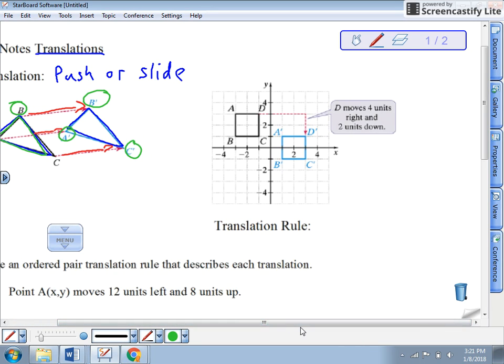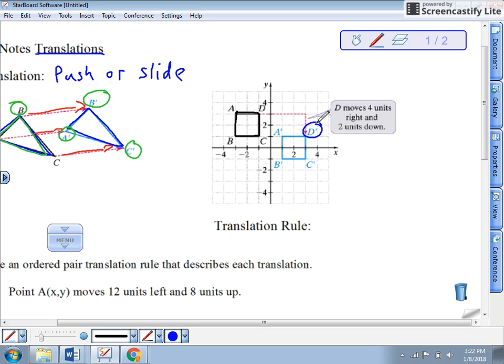We're going to talk about a translation rule in a second. So if we look at this picture right here, we start with this square right here. And then it slides over to the right 4 and 2 units down to our new square. Again, you can tell by the tick marks, we know that is our image after the translation.